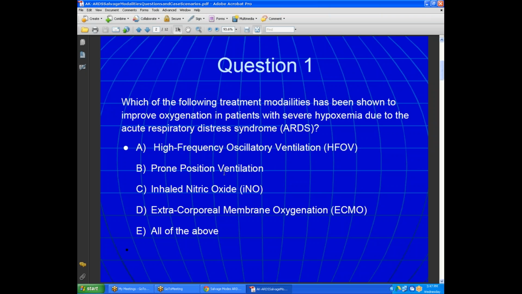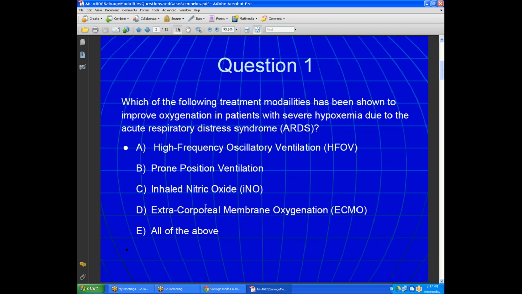Prone positioning, which we'll talk about, which we use infrequently, maybe too infrequently here. I don't know, that's up to interpretation. Inhaled nitric oxide, which we used to use a lot here, which we have available, which is easy to use but expensive, and will very frequently get you some bang for the buck, but it's overall very restricted.